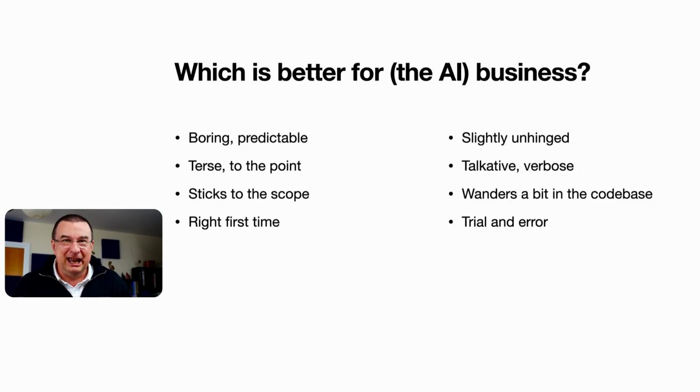If you are an AI business, what do you want to provide your customers? A boring, predictable model like 5.2 codex that we had earlier, which is terse and to the point. It doesn't blubber. It doesn't give you bombastic, nice speeches and pages-long explanations of something that is 2 sentences at most. And it sticks to the scope. It doesn't go do random things. And it's right the first time.